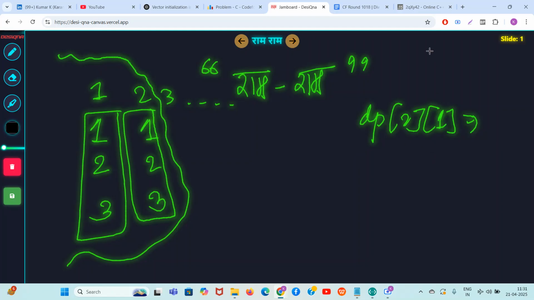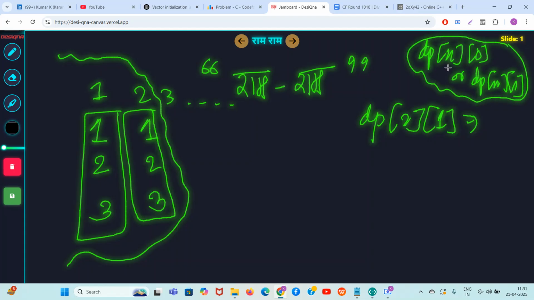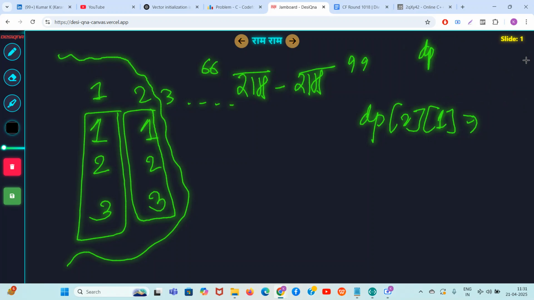You have to solve n columns, right? So the final answer will be what? dpn0 or dpn1, whichever is minimum, because you want the minimum cost. dpn0 means the best way to solve the n columns such that no operation was done on the last column, and dpn1 means the best way to solve n columns such that forcefully an operation was done on the last column. Okay. So what is dp21?